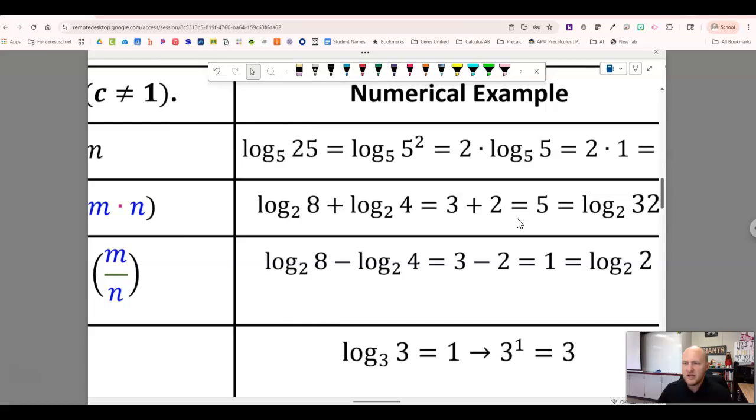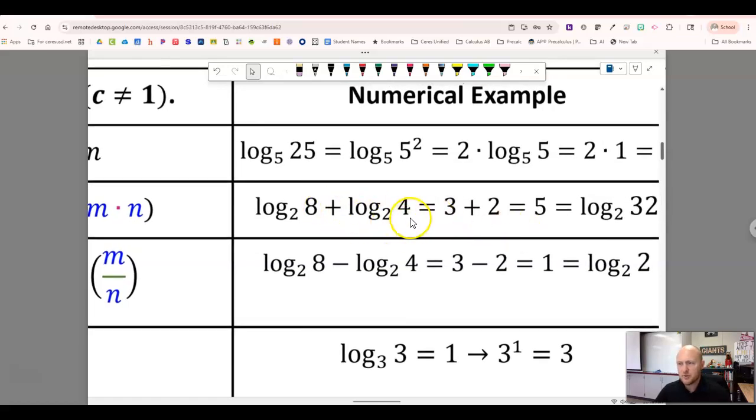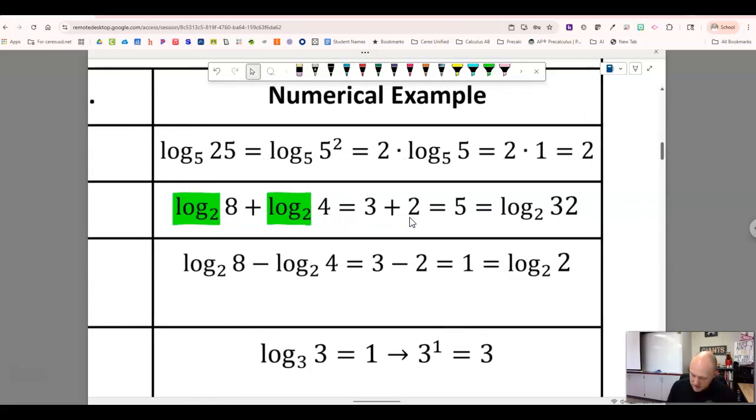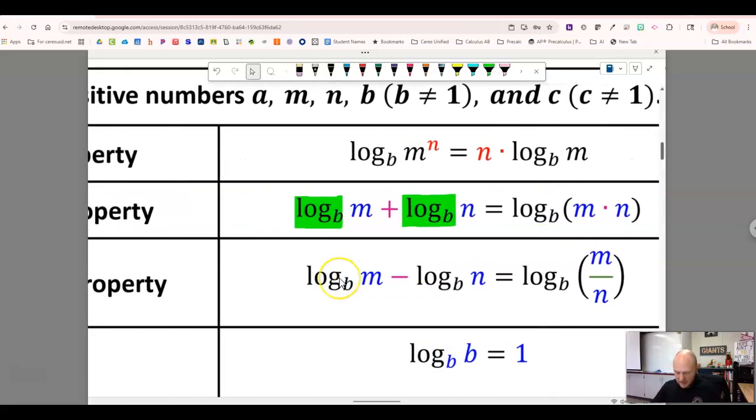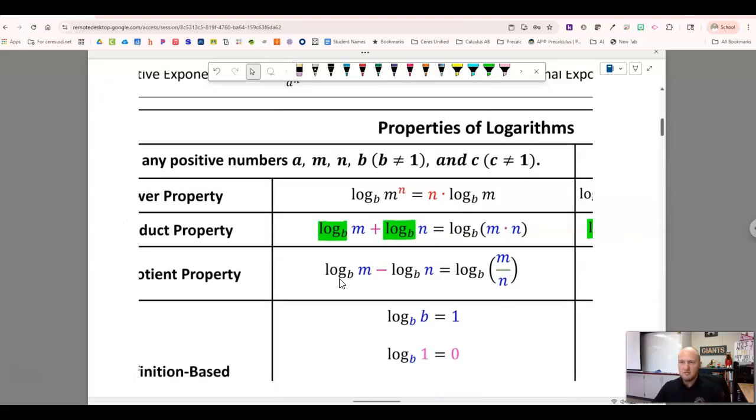We have log base 2 of 8 plus log base 2 of 4. Well, I can combine these. This is going to be equal to log base 2 of 32, 8 times 4, okay? Same idea now with subtraction. This is called the quotient property of logarithms.